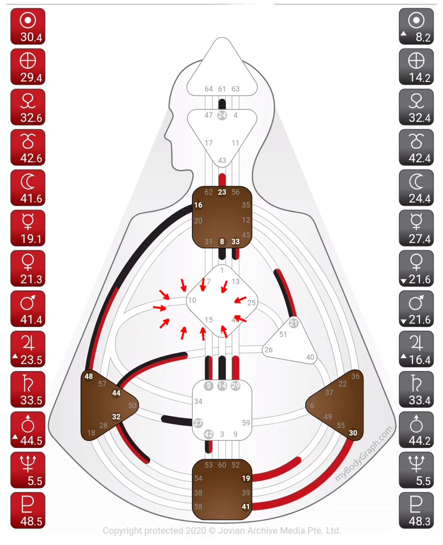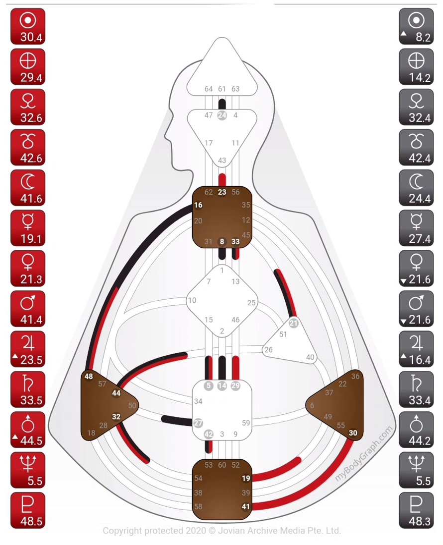These are called gates, and there are a total of 64 gates. Next, we have channels. Now, these are these lines that you see that connect the centers. There is a total of 32 channels. Channels are essentially pathways that connect one center to another center, or one gate to another gate.